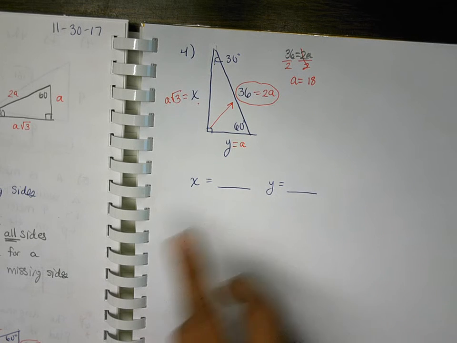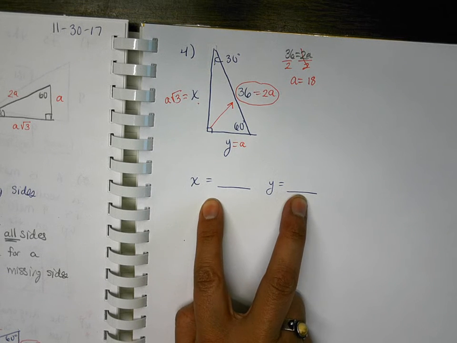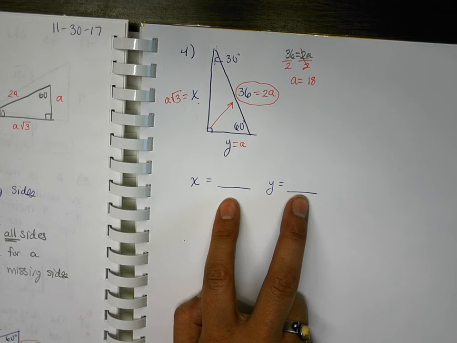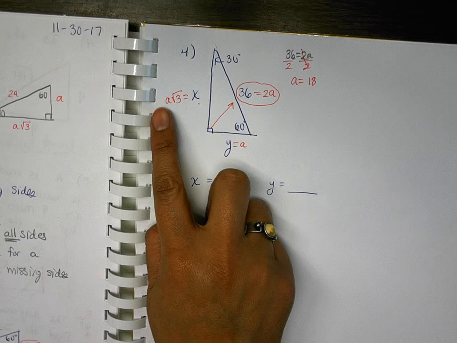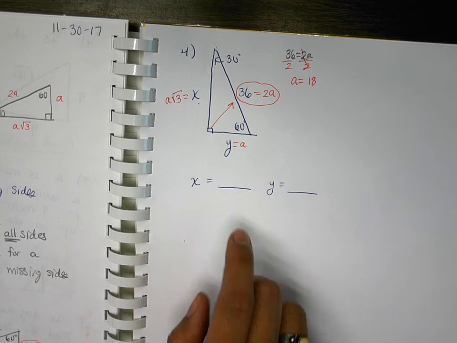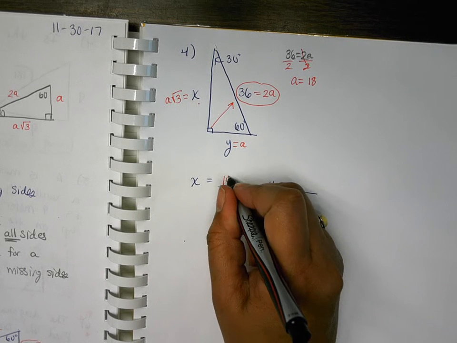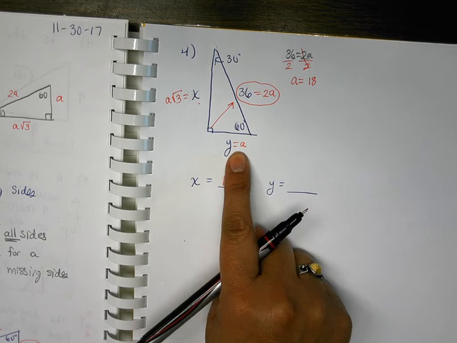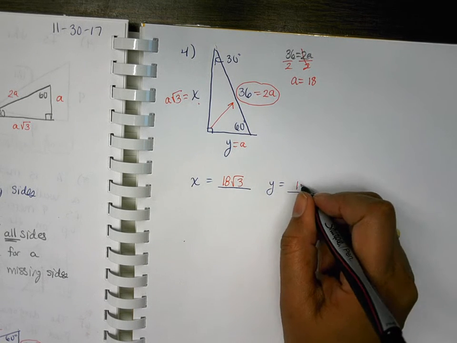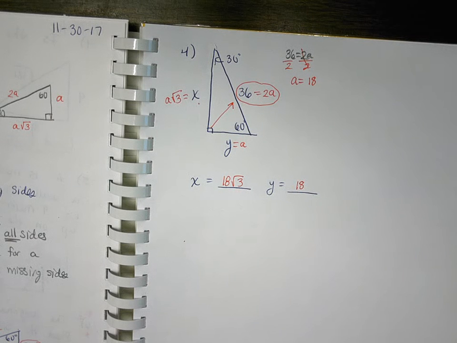Does that mean X and Y are 18? No. Are either one of these 18? Let's look, starting with X. What is X? X is whatever A is times root 3, so X is 18 root 3. And Y is 18. So one of them was 18, the Y. Okay, questions on that one?